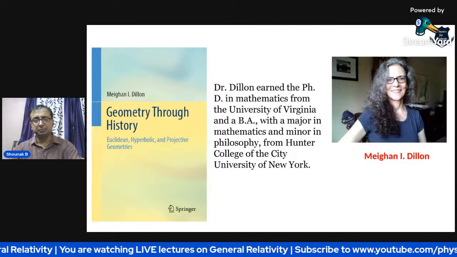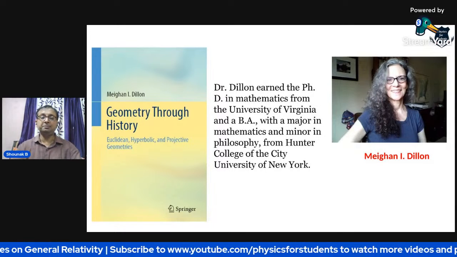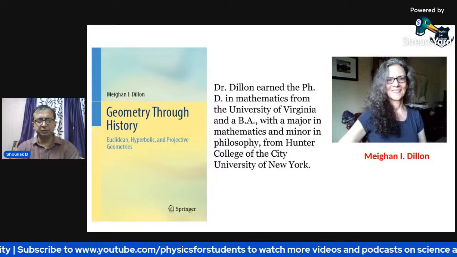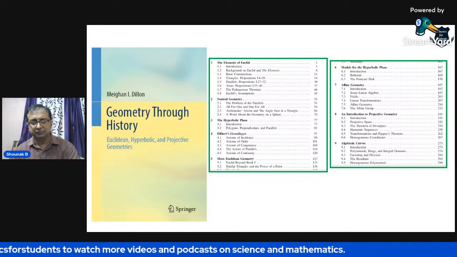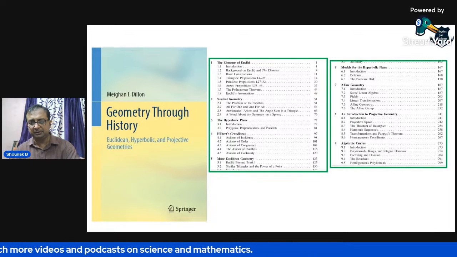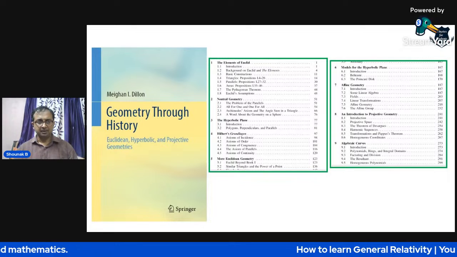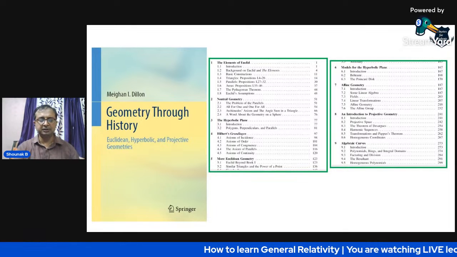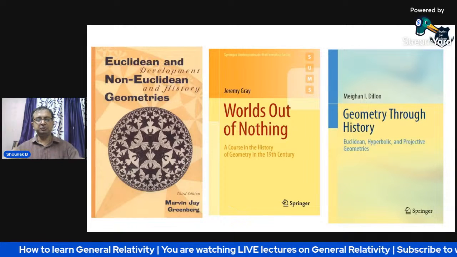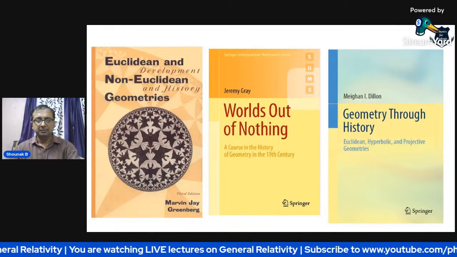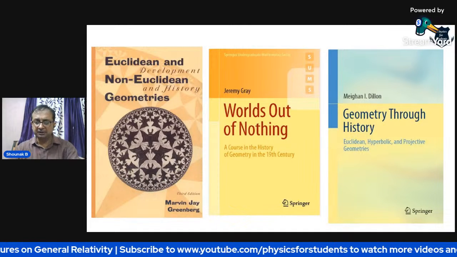This is also another book by Megan Dillon. This is called Geometry Through History. And a beautiful book. I don't want to go into much detail, but I went through it. Overall, I won't say I've gone through all of it. The Elements of Euclid, neutral geometry, hyperbolic plane, Hilbert's axioms, up to algebraic curves, these are all covered. This is a Springer edition book, right? So here is the chronology. If you really want to understand how Euclidean geometry has developed, first go through Marvin J. Greenberg's book, and then go to this Worlds Out of Nothing.